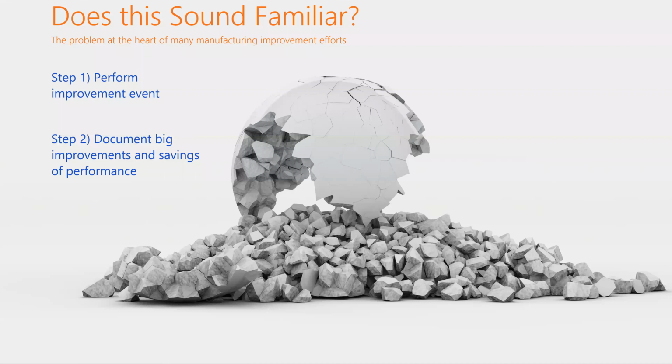Let me paint a quick picture. There's a chronic problem on the shop floor, and the continuous improvement team is brought in to help solve it. The team puts in a great effort and documents big improvements and savings for the business. Then the team moves on to another process that's having a problem. Before too long, the first process, the one that got fixed, is broken again, and performance is back down to what it was like before the improvement event. Does this sound familiar? I bet it does.